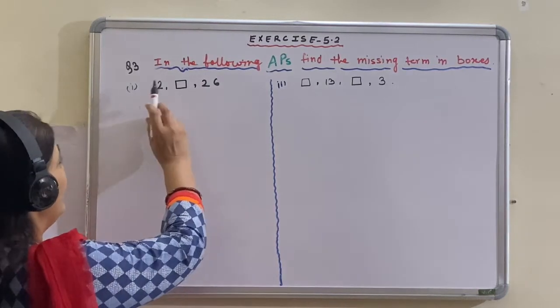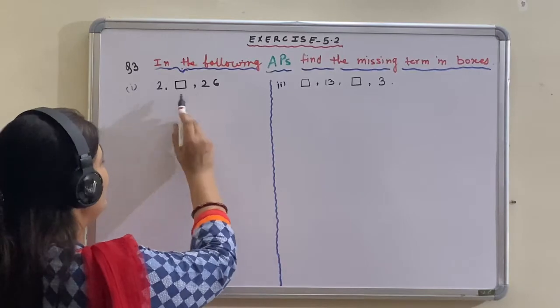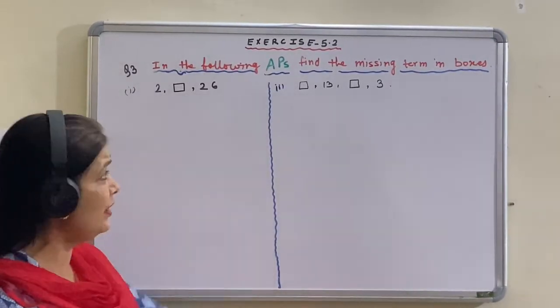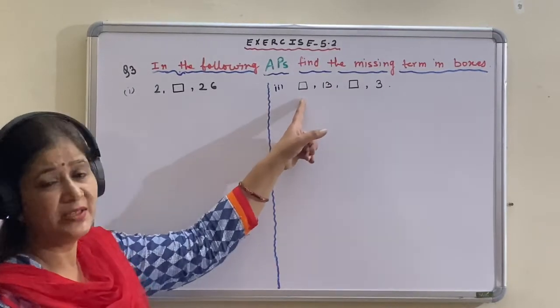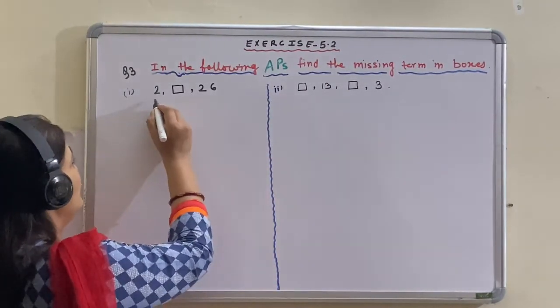Question number 3, you have to find the missing term in boxes and the given terms are in AP. आपके पास जो टर्म्स हैं वो AP में गिवन है और आपको ये बॉक्सेस में नंबर्स बताने हैं कि क्या नंबर्स आएंगे.